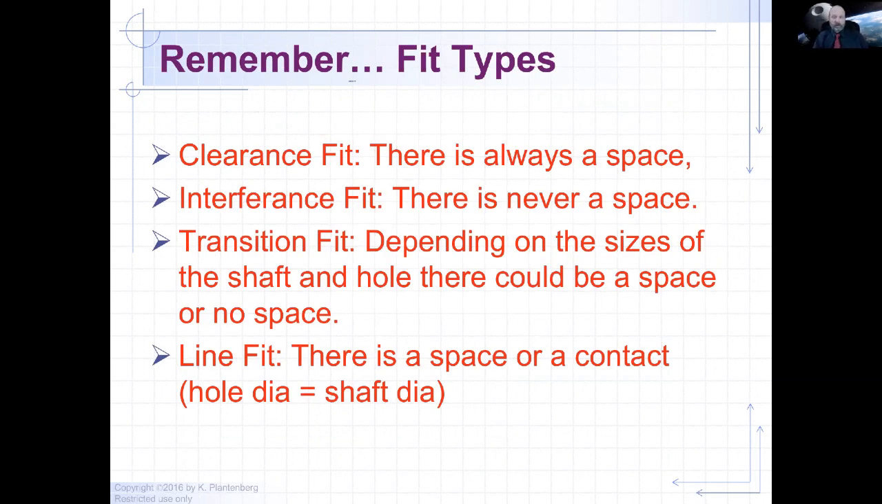Okay, so now we're going to go back down memory lane. And we had talked about clearance fits, interference fits, transition fits, and line fits. Okay, so a clearance fit, there's always a space between the hole and the shaft. An interference fit means that there's never a space. Transition, it depends. You can have a space or no space. And a line fit is there's a space or contact.